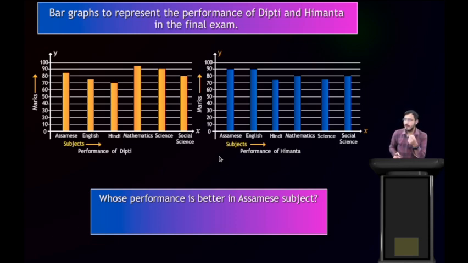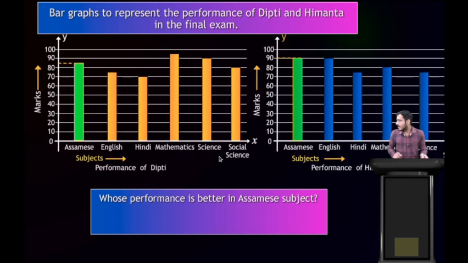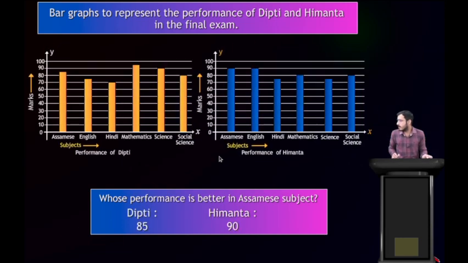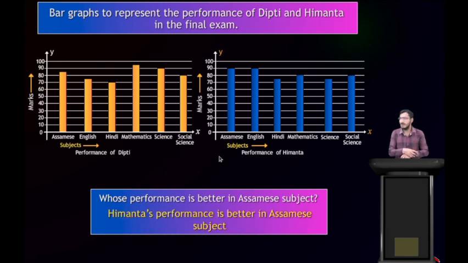Okay. Now if I ask you whose performance is better in Assamese subject, can you tell me? Yes, here you can see the Assamese subject. Dipti got 85 marks and Hemanta got 90 marks. So which performance is better? Yes, 90 marks, that is Hemanta. So Hemanta's performance is better in the Assamese subject.